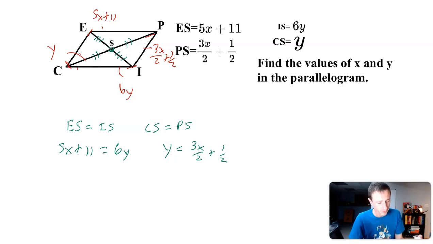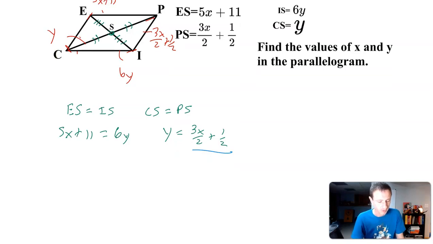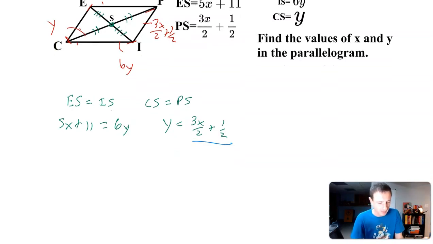What I can do then is solve it. If I look at 5x plus 11 equals 6y, I can't just solve it and get a single variable like y equals 5 or x equals 3, because we have different variables, an x and a y. In this one, I have a y and an x, same thing. It's just like a system of equations, so I could solve this. Luckily, we're given CS as y, and that's equal to 3x over 2 plus 1/2. So I'm just going to substitute that in and see what happens.